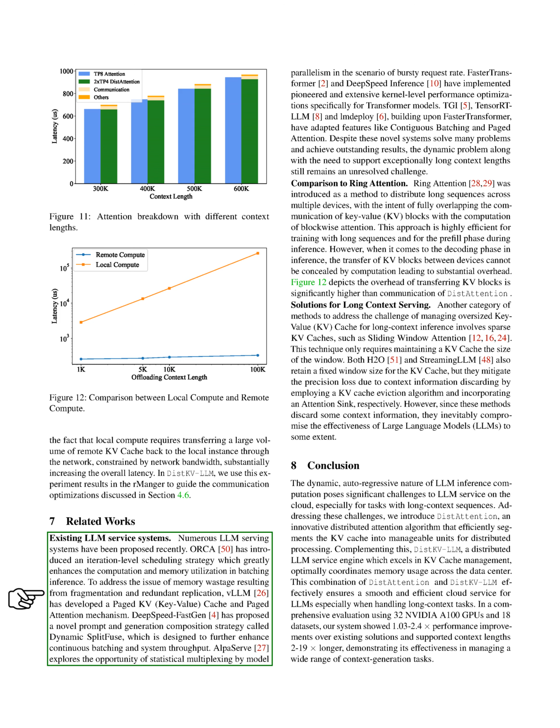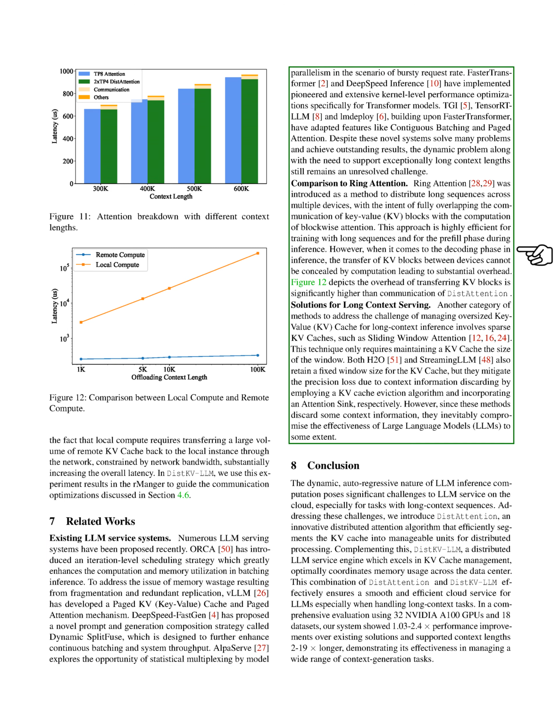DeepSpeed FastGen has proposed a novel prompt and generation composition strategy called Dynamic SplitFuse, which is designed to further enhance continuous batching and system throughput. AlpaServe explores the opportunity of statistical multiplexing by model parallelism in the scenario of bursty request rate. FasterTransformer and DeepSpeed Inference have pioneered extensive kernel-level performance optimizations specifically for transformer models. TensorRT-LLM and LMDeploy, building upon FasterTransformer, have adapted features like continuous batching and paged attention.